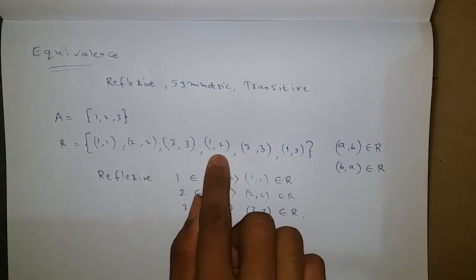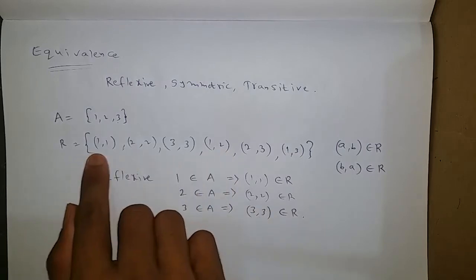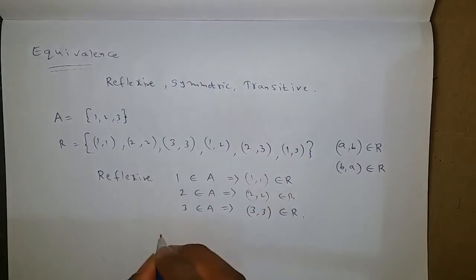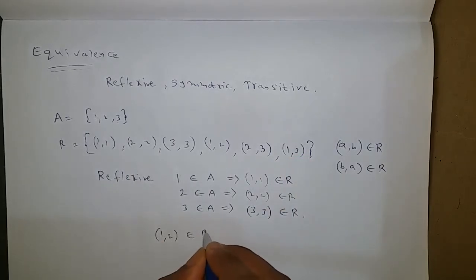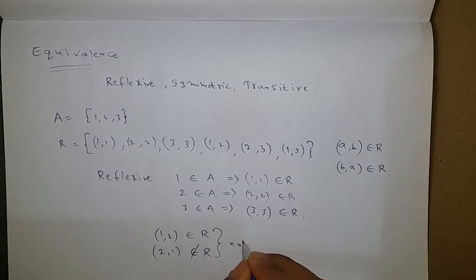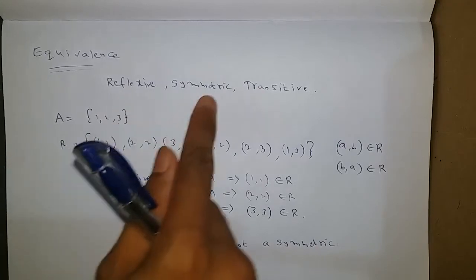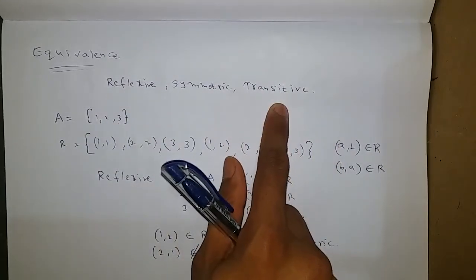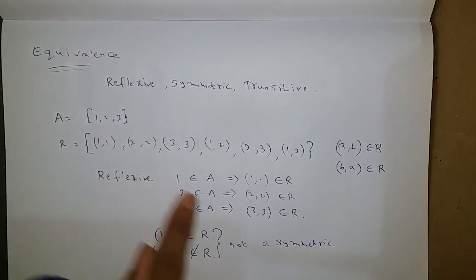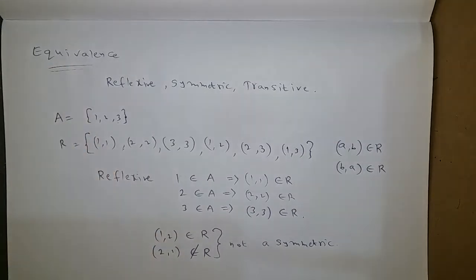(1,2) is there, but the reverse (2,1) is not there. (1,2) belongs to relation, but the reverse (2,1) does not belong to relation. Then it is not symmetric. If the relation is reflexive, symmetric and transitive, then only it is an equivalence. But the given relation is not symmetric, so this relation is not an equivalence relation.